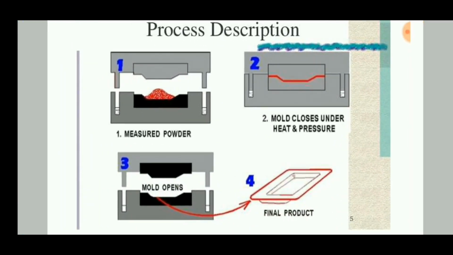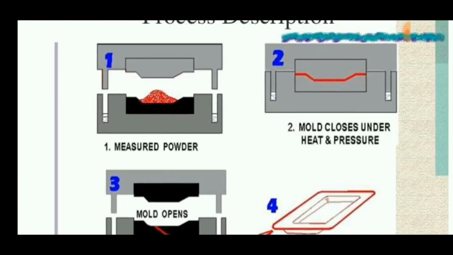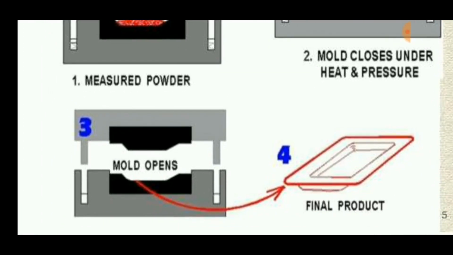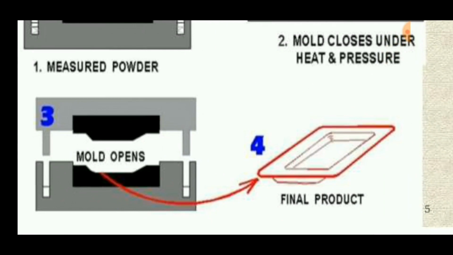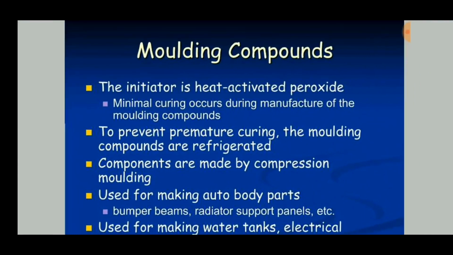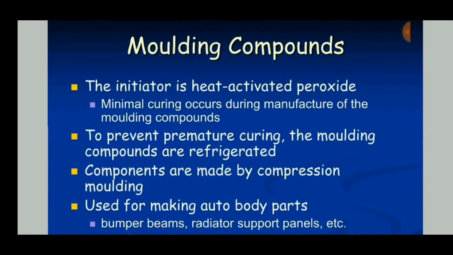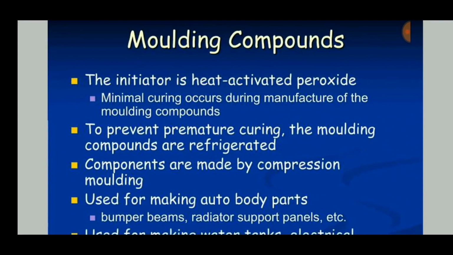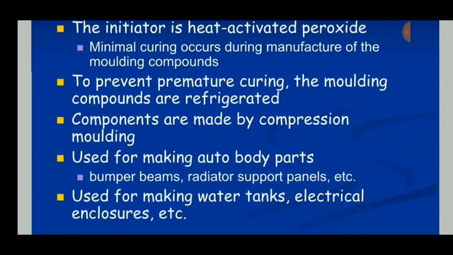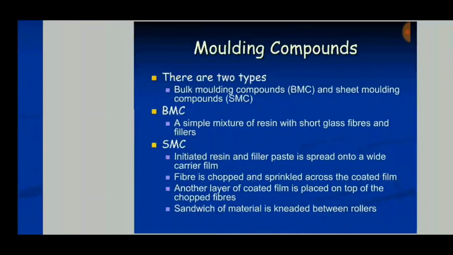Then this is the process. We can also use a powder of a measured amount placed on the lower mold, then the mold closes under heat and pressure, then the mold can be opened, and the final product, of sheet metal or bulk metal, can be obtained by this process. First, the initiator is heat activated, as we said before. Then, to prevent premature curing, the molding components are refrigerated, because shrinkage problems occur due to the heat activated peroxide. It is used for making auto body parts, water tanks, electrical enclosures, etc.